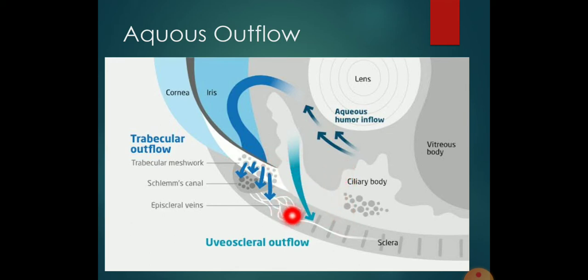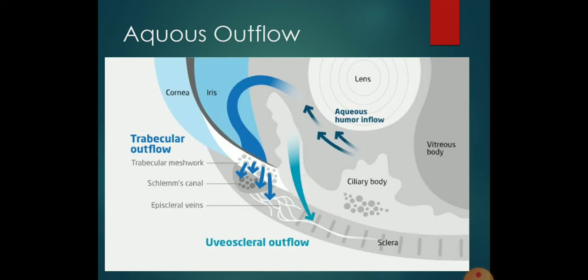So, two things are important. One is the uveoscleral outflow, and another one is drainage via the iridocorneal angle. Major amounts of aqueous humor, almost 90%, are drained through the trabecular route, while only 10% of the fluid passes through the connective tissues within the ciliary muscle, and then via the suprachoroid into the episcleral vessels, that is called uveoscleral outflow.